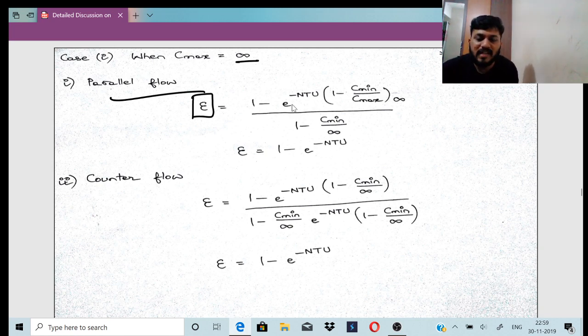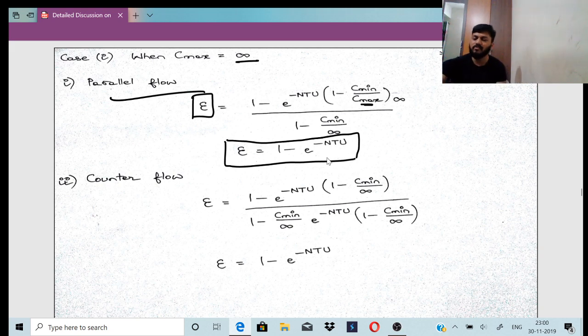That is 1 minus e power minus NTU into 1 minus C minimum by C maximum. So C maximum is infinity, so anything divided by infinity will become 0. So into 0, into 0, so the final equation will be epsilon is equal to 1 minus e power minus NTU when C max is infinity.